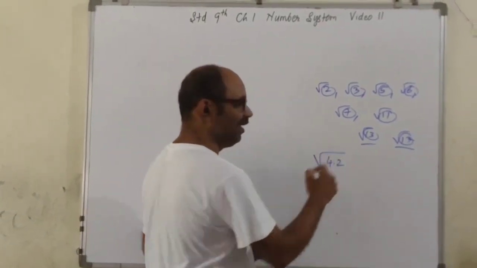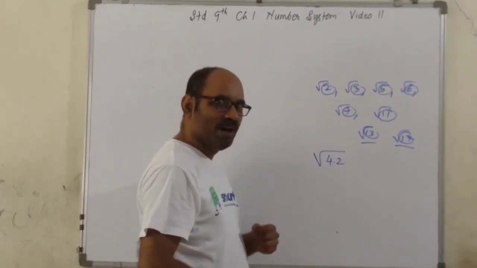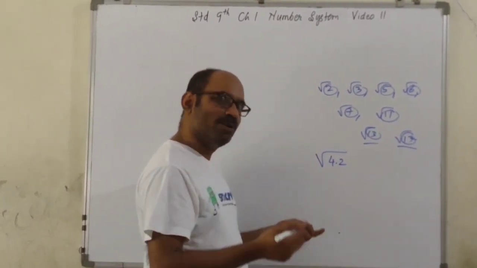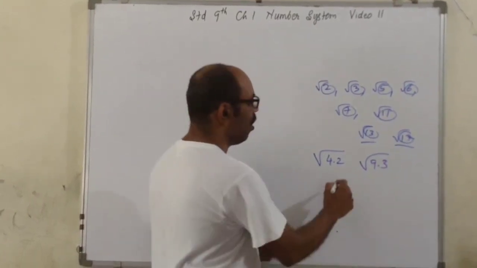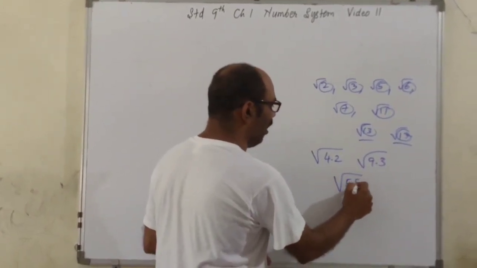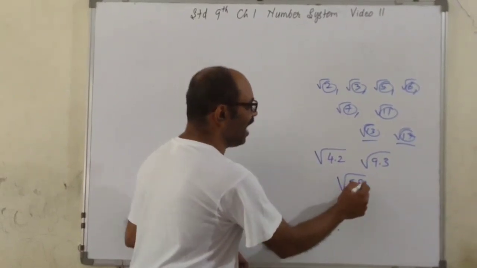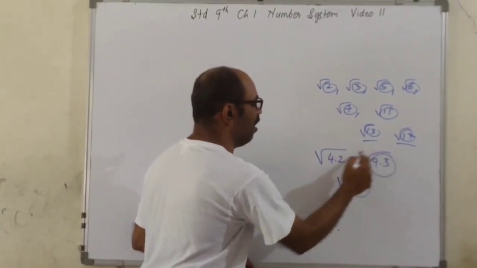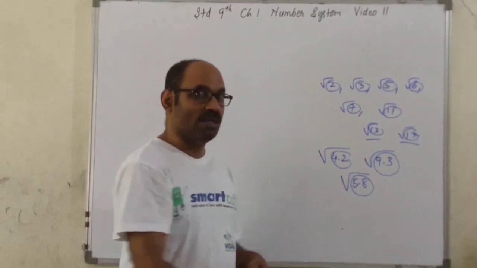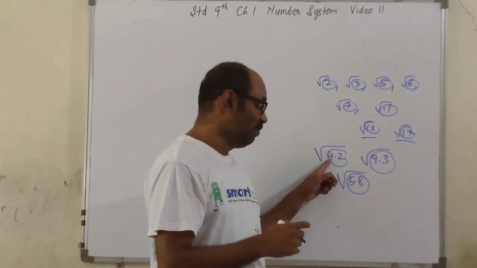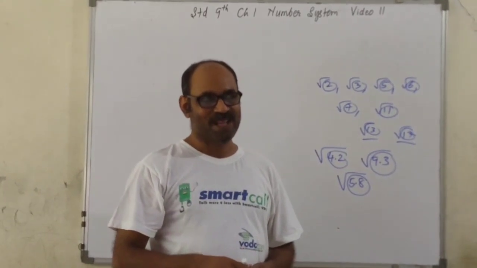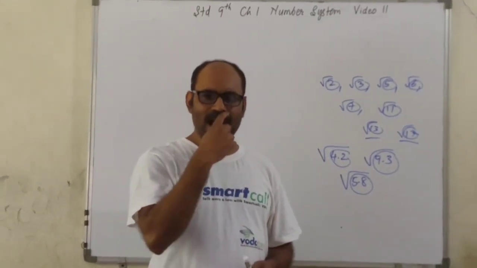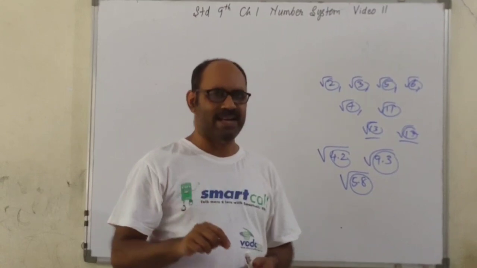Root 4.2. 4.2 isn't a perfect square, so the square root of 4.2 is irrational. Root 9.3 or square root of 5.8. So these are numbers which are non-perfect squares and whose square roots are irrational. We have to represent this irrational number on the number line. Children, how do we get it on the number line?